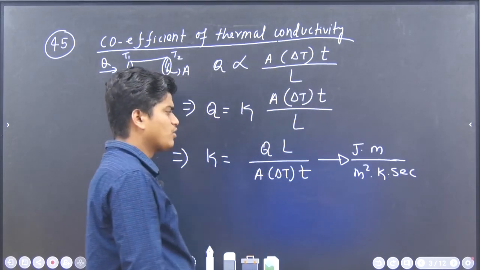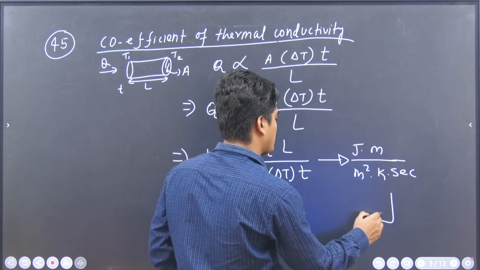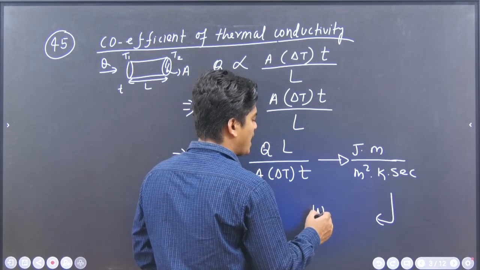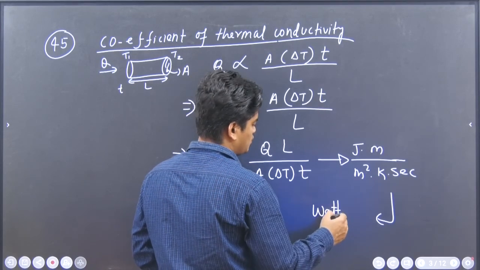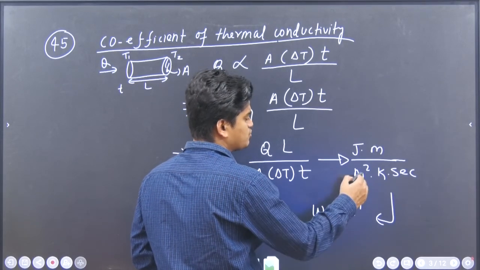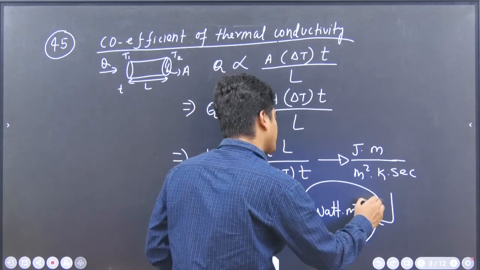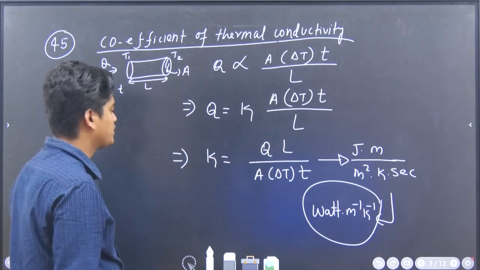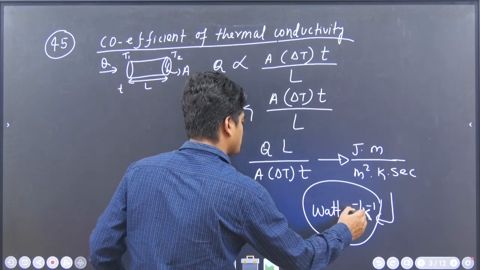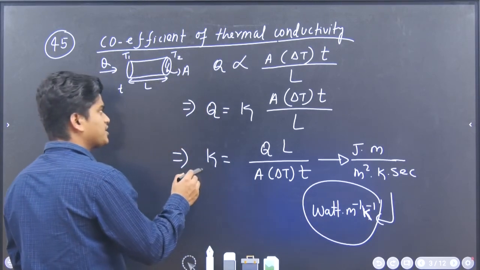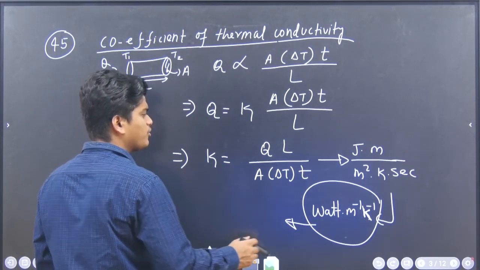Now here one more thing you can do. Joule by second is nothing but how much? That is your watt. So you can write it as watt into meter inverse, because this one will go up, and Kelvin inverse. This way also you can write it. Now remember, this K is different. This K is Kelvin, and this K is the coefficient of thermal conductivity. Or if you want, you can modify a little more.